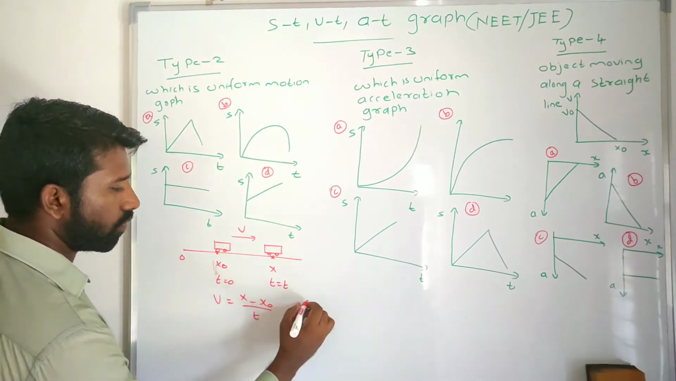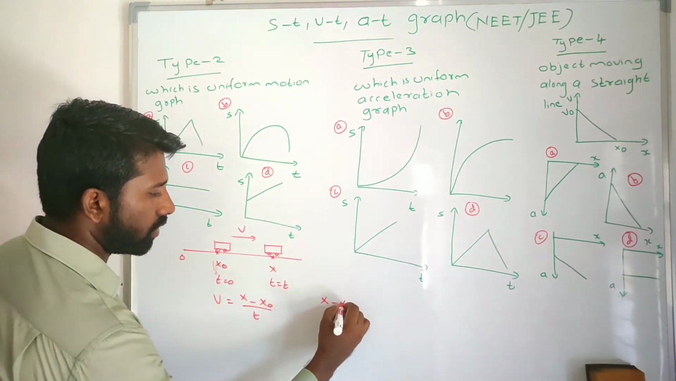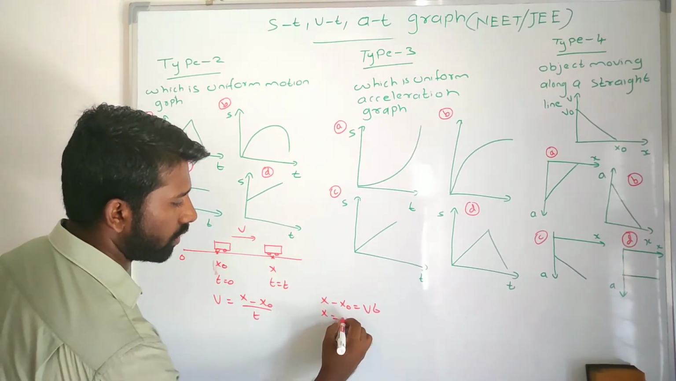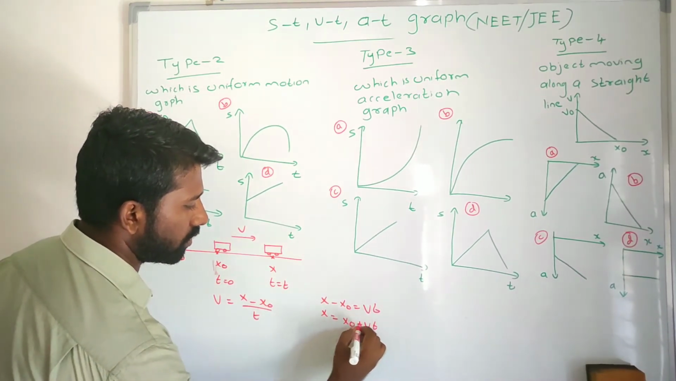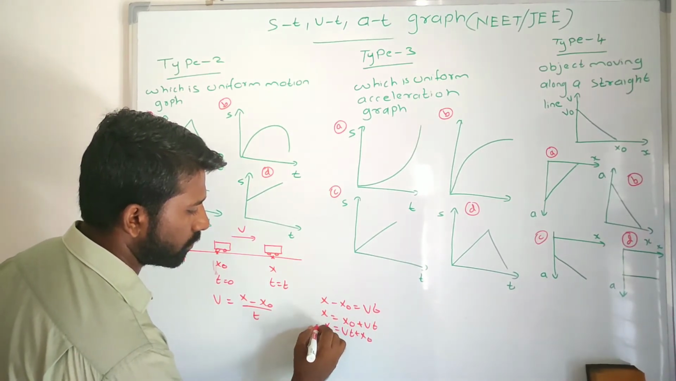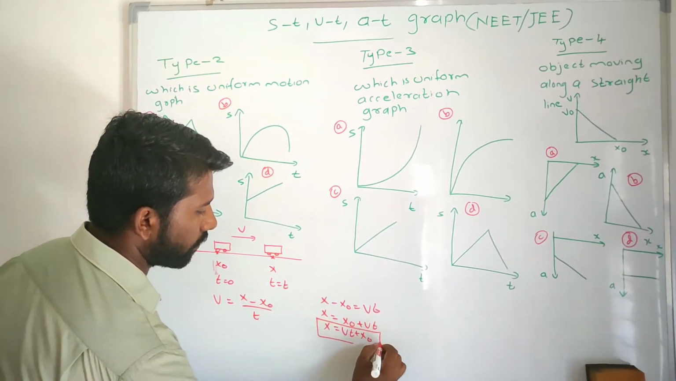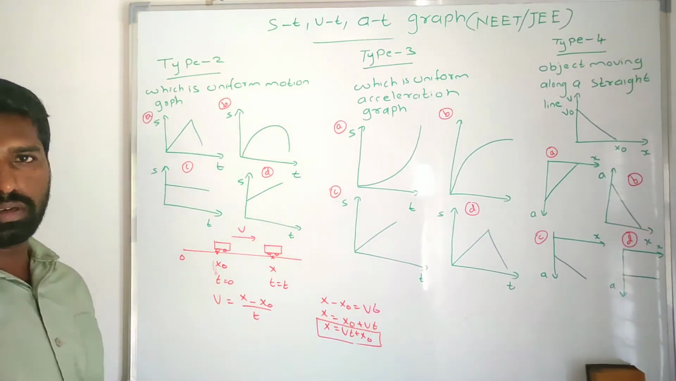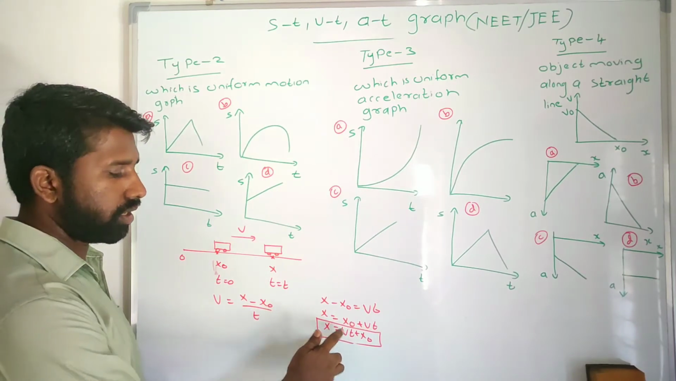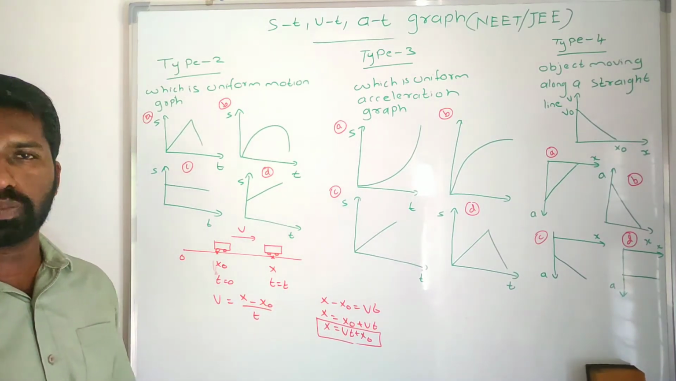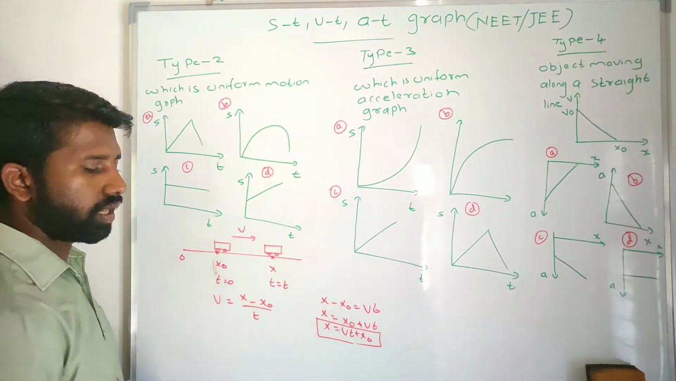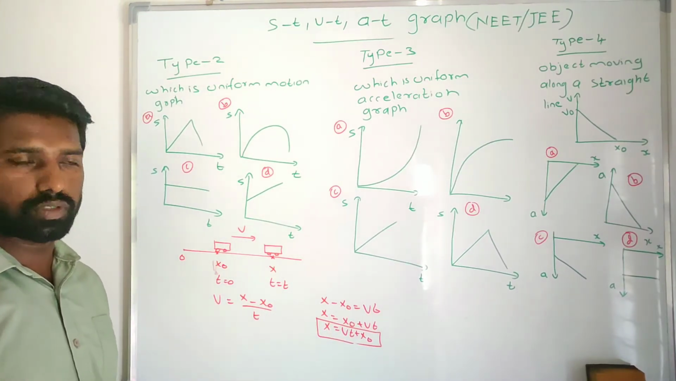So from this, x minus x0 is equal to vt. That means x is equal to x0 plus vt, which I am rearranging as vt plus x0. What is this equation? This is a straight line equation, y is equal to mx plus c, where v is the slope and x0 is the y-intercept.